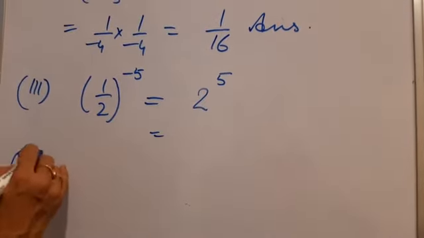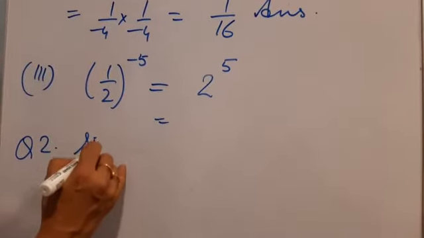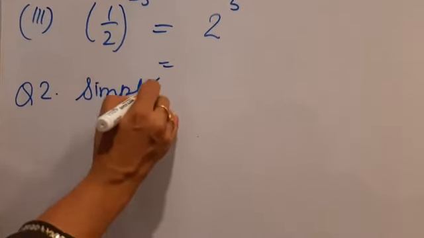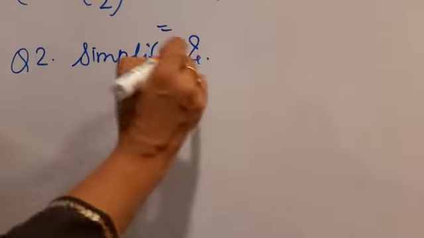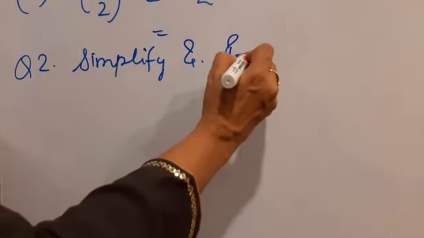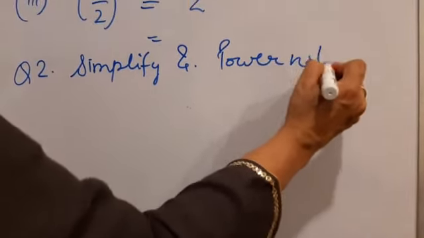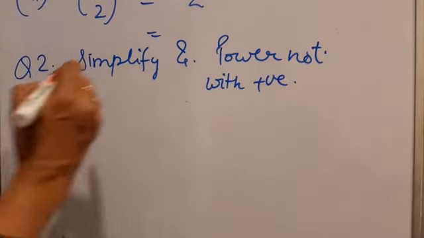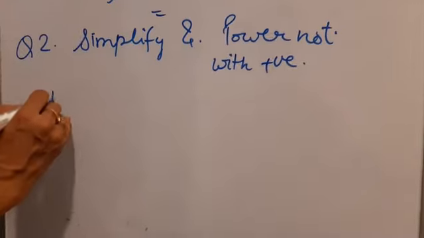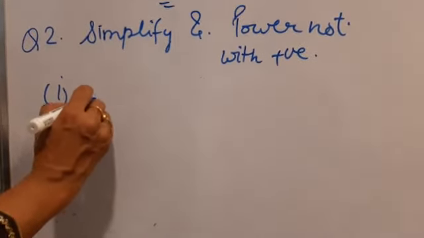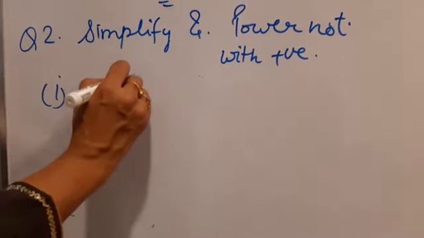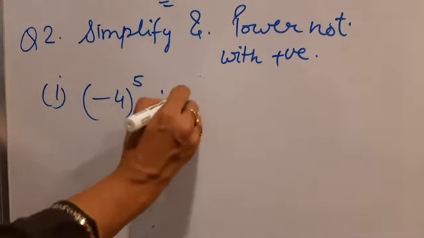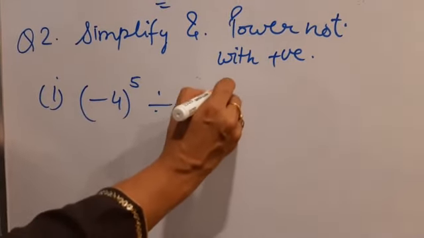Come to question number 2. Question number 2 is simplify and give the result in power notation with positive exponent. Now come to the first part of this question. (-4) raised to power 5 divided by (-4) raised to power 8.